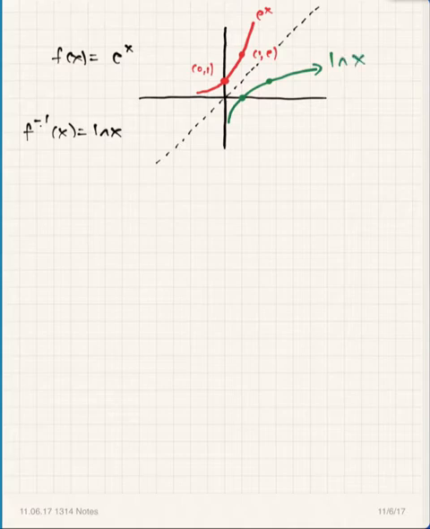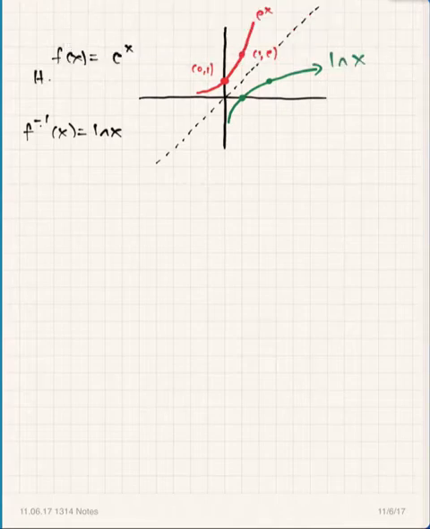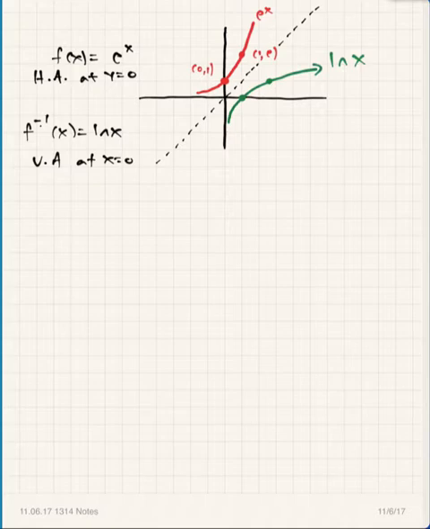Notice that e to the x has a horizontal asymptote at y equals 0, and so the logarithm graph has a vertical asymptote at x equals 0. So notice that's definitely telling you that you can't take the log of a negative number, right? That the domain here for the inverse function is from 0 to infinity, right?